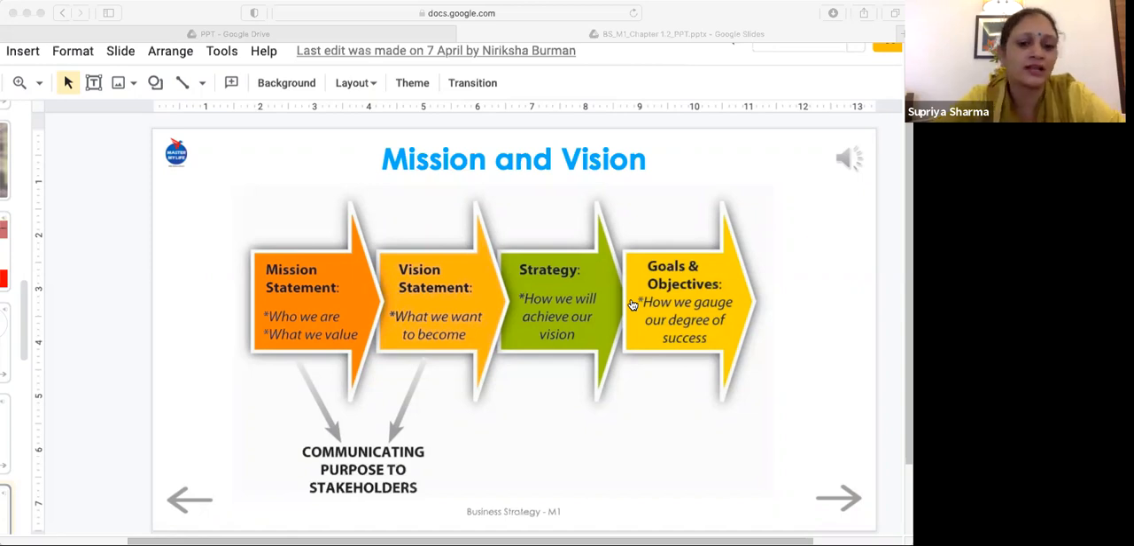Now I'll give you a small exercise to do. Just take 5-7 minutes. If I have to build resilience into my organization, can anybody define what is resilience?